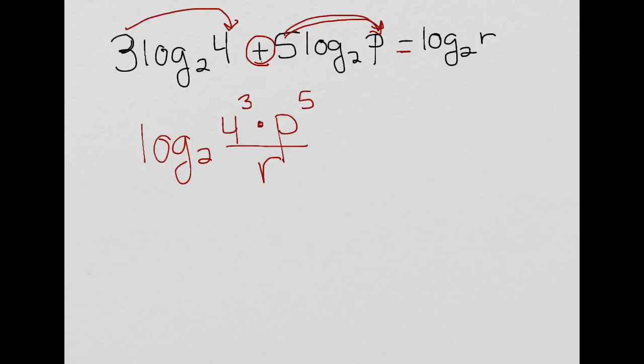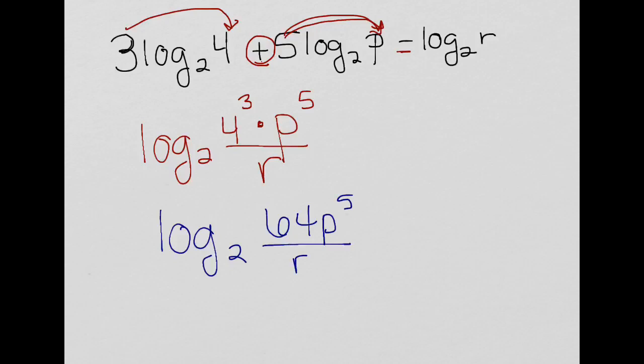One thing we can do to condense it just a tad bit more is we can actually take 4 to the third. So we've got log base 2 of 64 p to the fifth over r. And that should be our final condensed answer.